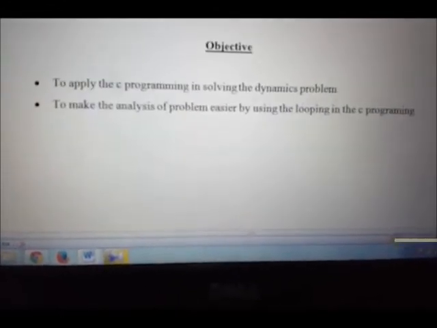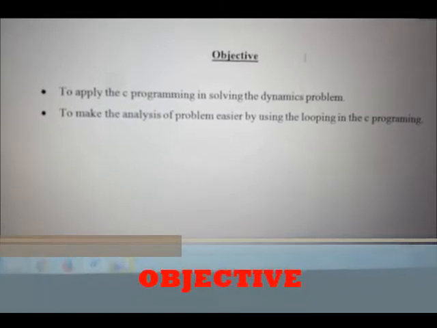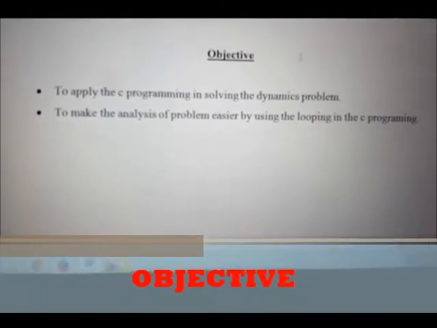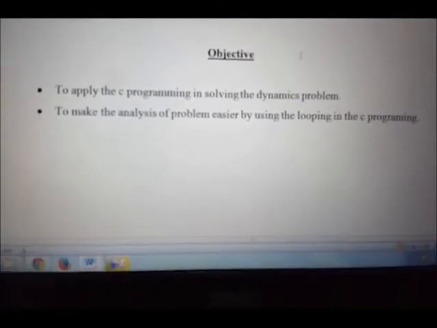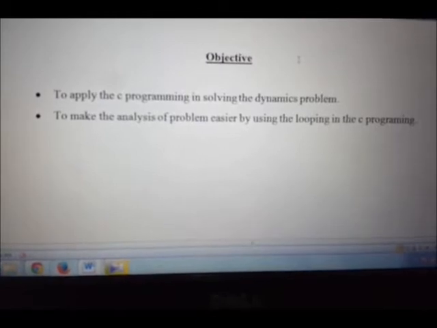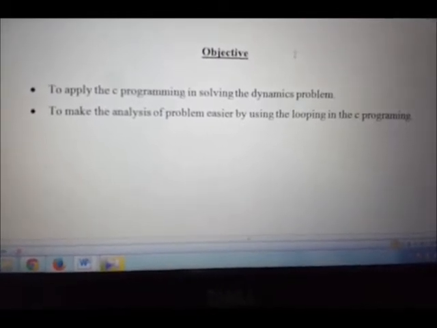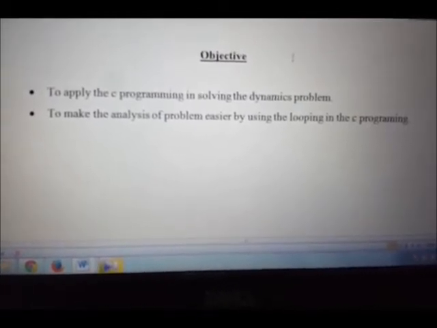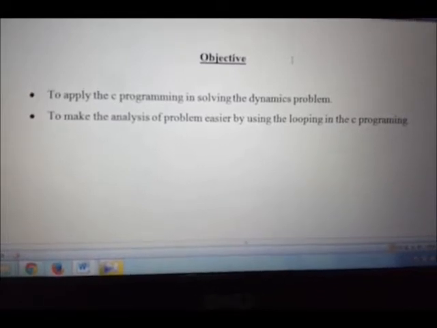And this is our objective from the program. The first is to apply the C programming in solving the dynamics problem. Second, to make the analysis of problem easier by using the looping in the C programming.